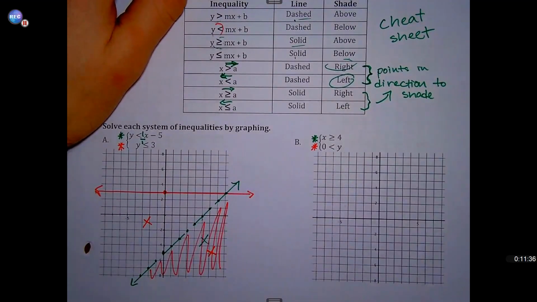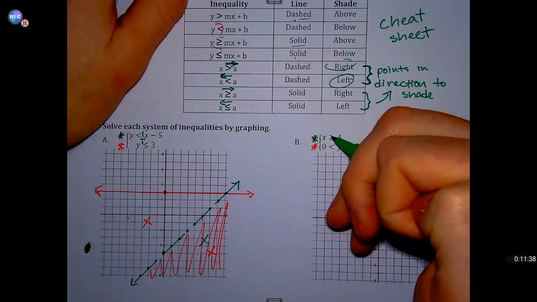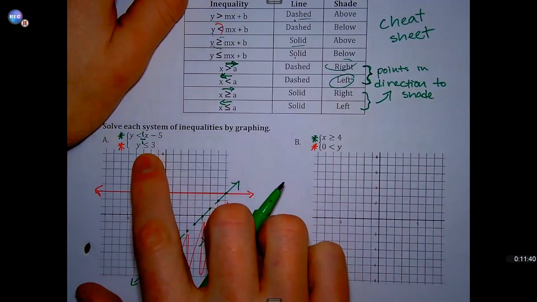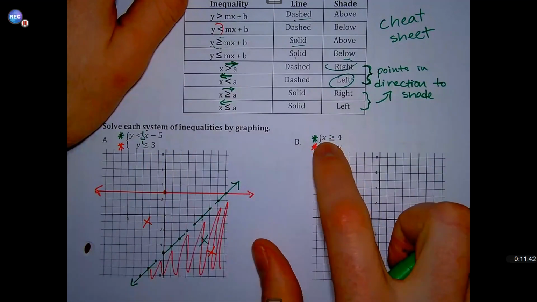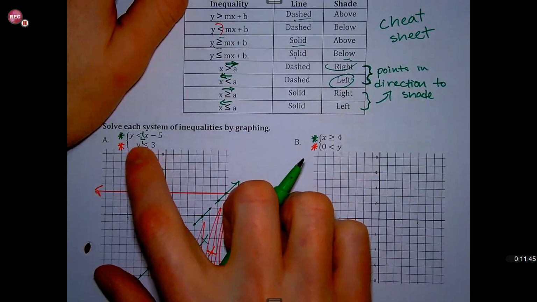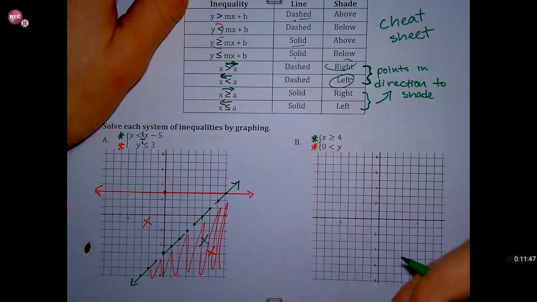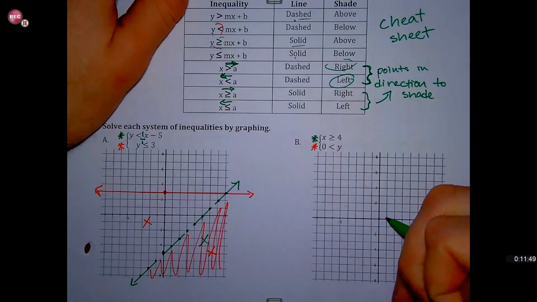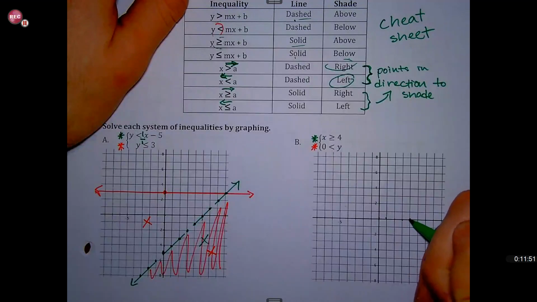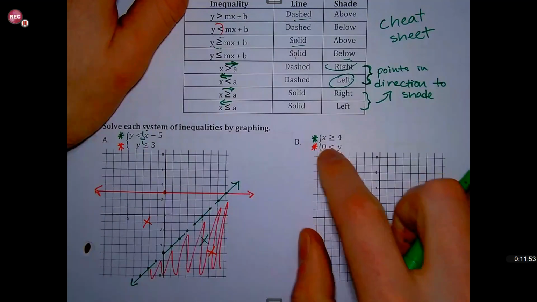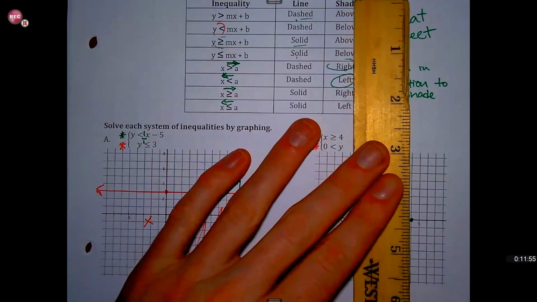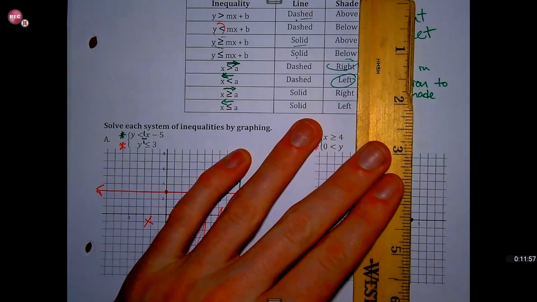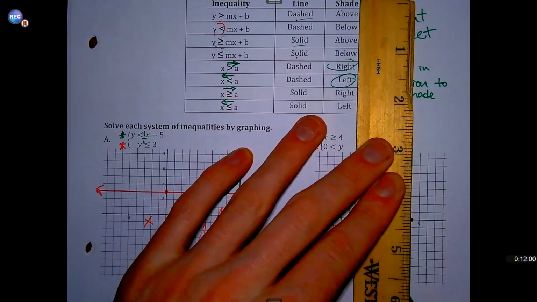x is greater than or equal to 4. So, same idea as what we did here on y is less than or equal to 3, but this time instead of using the y-axis like we did on the last one, we will use the x-axis. So, I go 1, 2, 3, 4 on the x-axis. There's a line underneath it, so it's a solid line. I like to keep my lines straight so you guys can see them. Right there.